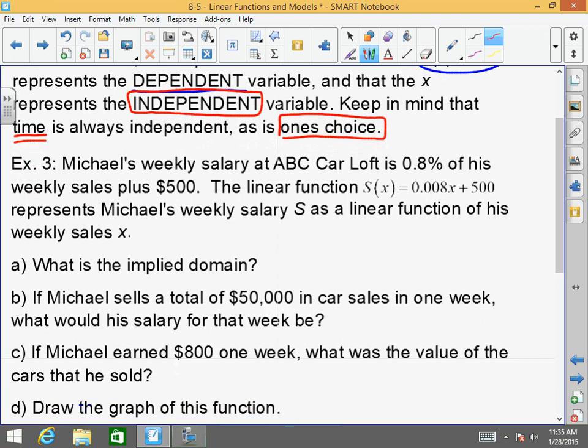So let's take a look at an example. Michael's weekly sales at ABC Car Loft is 0.8% of his weekly sales plus $500. So that's what he earns. He makes $500 plus he makes 0.8% of his weekly sales. The linear function s of x equals 0.008x plus 500. Let's see how I derive this, okay? 500 is my y-intercept because I'm going to get paid $500 whether I sell $10,000 in cars or 0 in cars.